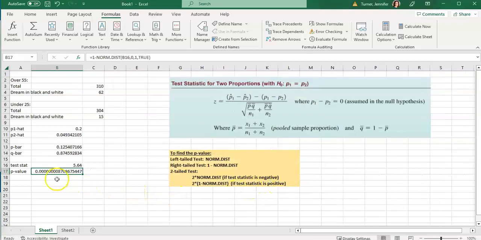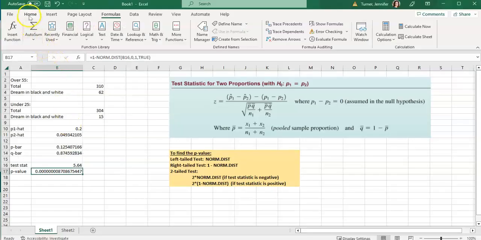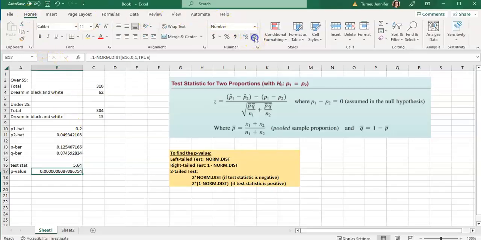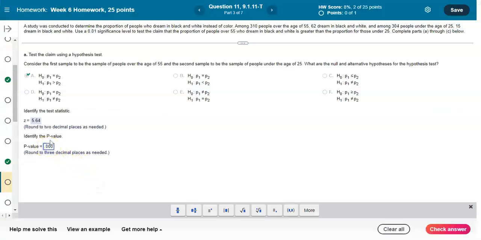So this is the p-value, very small number. Look at all these zeros here after the decimal point. And the question wanted 3 decimal places. So again, we can go to the Home tab and come over here and reduce this down to 3 decimal places. So we don't really need to do this. I can see pretty clearly this is going to be 0. So we come over here and put in 0.000.